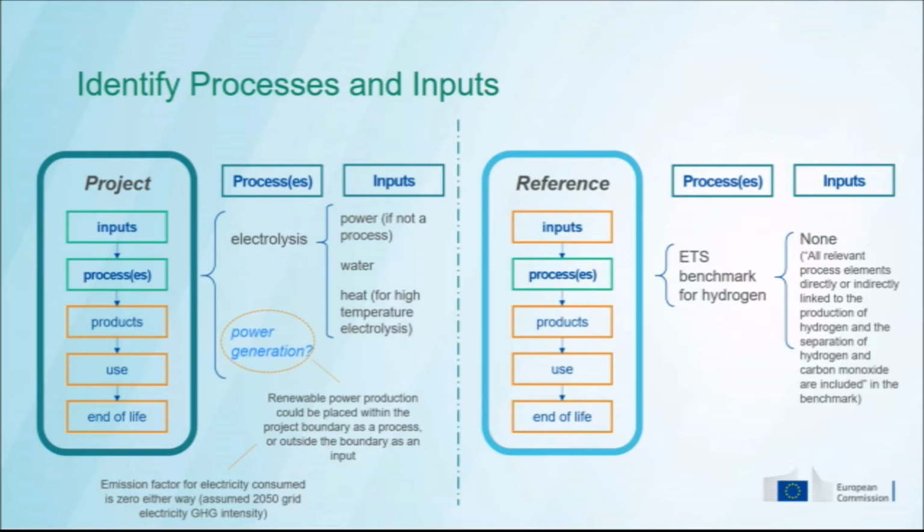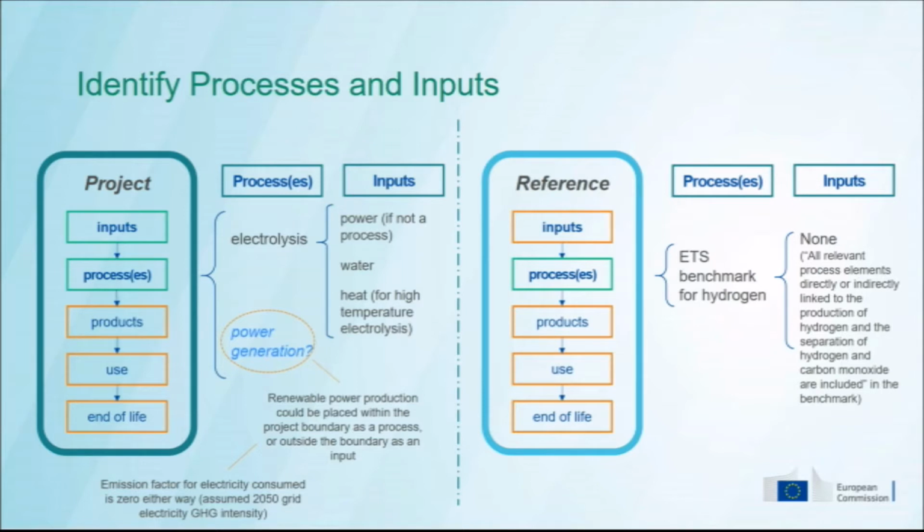At the bottom of that slide, the text is a little bit small, but it's saying that the emission factor for electricity consumed is zero either way, assuming 2050 grid electricity greenhouse gas intensity. Basically, we're assuming that in 2050 the grid is going to be completely clean from a greenhouse gas intensity point of view. So that's the project: we've got our electrolysis, we're making green hydrogen.